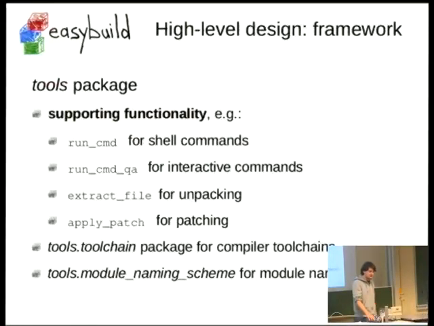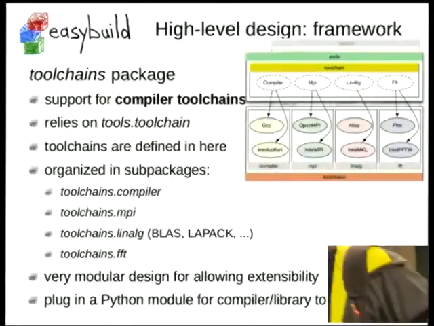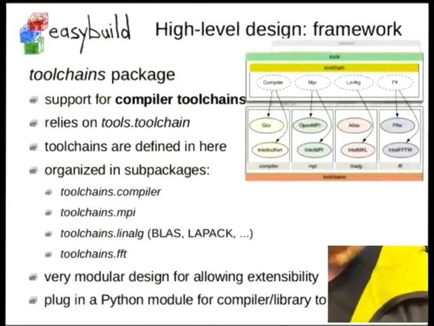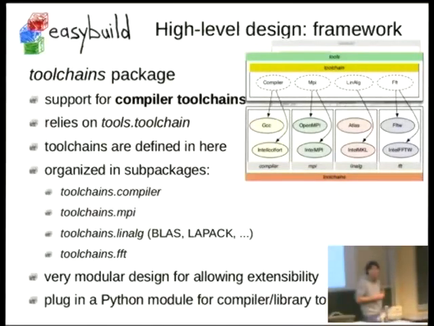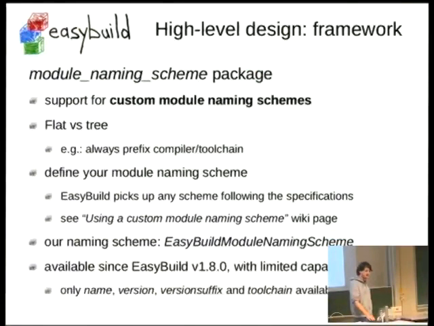The framework has some tools to do the interactive commands, unpacking files, applying patches. And there are toolchains. A toolchain is a compiler, an MPI library, and a math kernel library. This allows us to pack the features in one place and then build an entire software stack with these tools. So we have one for Intel, we have one for GCC, there's one for GCC with CUDA, and so on. So you can pick and match your own toolchain.